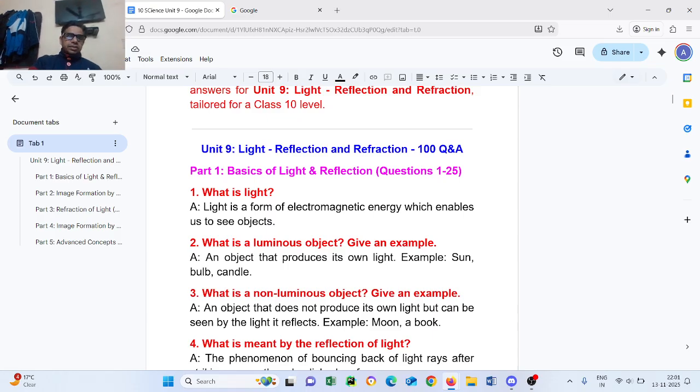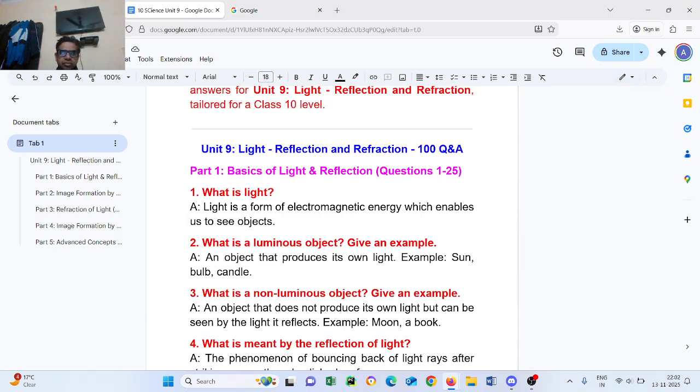Light reflection and refraction. What is light? Light is a form of electromagnetic energy or radiation which enables us to see objects.